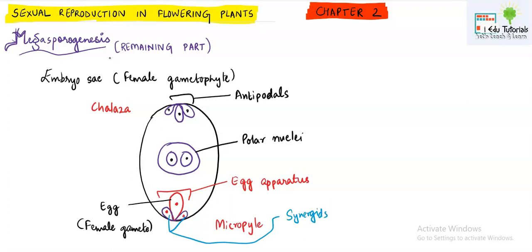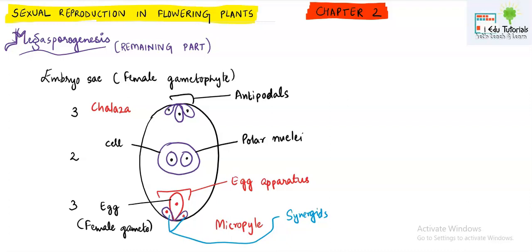So in the embryo sac, 3 cells are there at the chalazal end, 2 nuclei are there at the middle position. They are enclosed in one cell. So this altogether is a cell and it has 2 nuclei. So 3 nuclei at the chalazal end, 2 nuclei at the center, and 3 nuclei at the micropylar end.